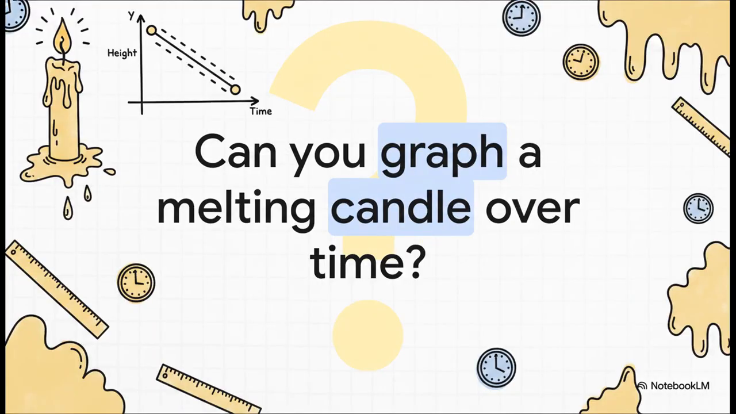Next challenge. A candle is 12 inches tall and melts 1 inch per hour. Can you picture the graph? Take a quick second to identify your x as time in hours and your y as the candle's height in inches. Your starting point, your y-intercept, is 12. And since it's melting, that line is going to map out a steady downward slope of -1 right until it hits the x-axis at 12 hours.